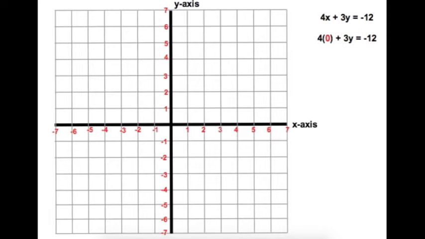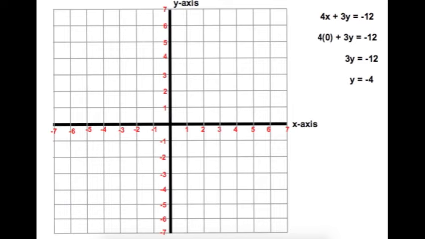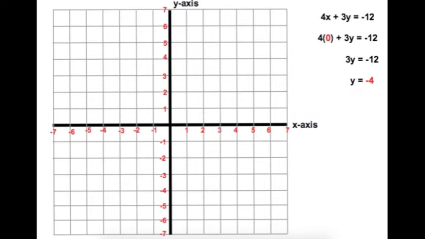To find the x and y intercepts, we need to substitute 0 in for x to determine y, and then substitute 0 in for y to determine x. We will start finding the y-intercept by substituting 0 in for x. 4 times 0 would be 0, so we would be left just with 3y equals negative 12. At this point, we can see that y equals negative 4. So, when x equals 0, y is negative 4.